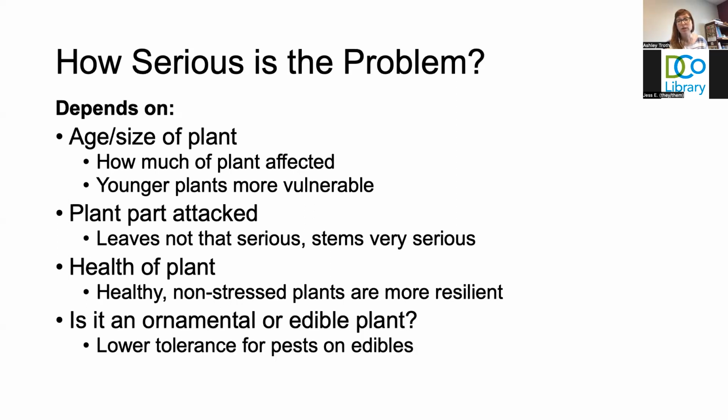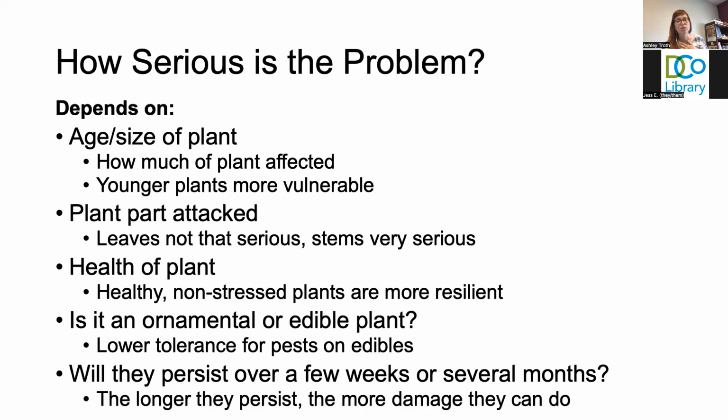Is it an ornamental or an edible plant? We always have a lower tolerance for pests on edible plants because they're typically short-lived and because we really want whatever they were going to make for us. And so finally, will the problem persist over a few weeks or several months, right? So something like Japanese beetles are devastating, but they come in and then they move on after too long, right? And that's really frustrating, as opposed to something that stays for a long time and eats all of the plant, which maybe then you would want to come in with a treatment.